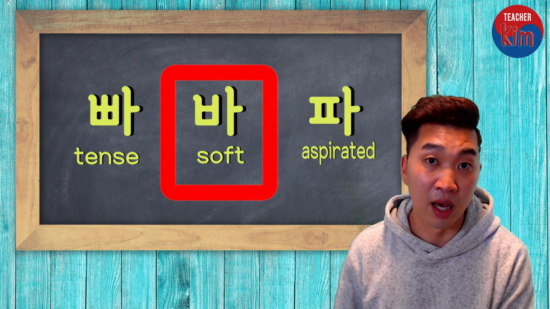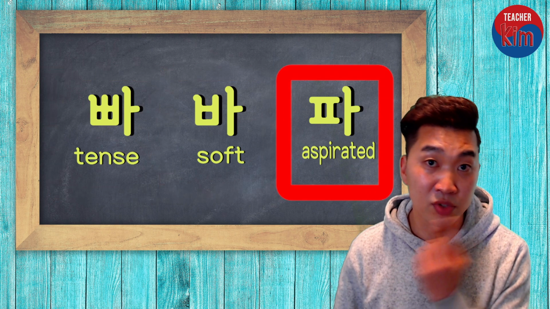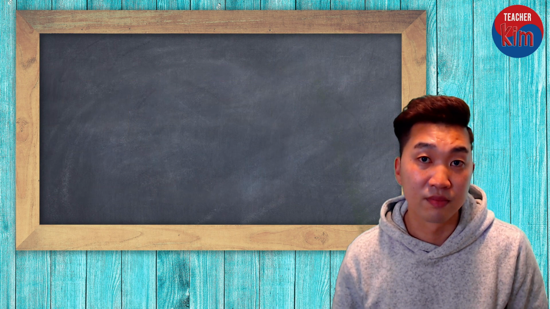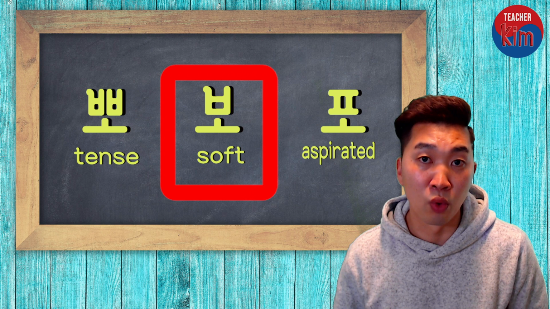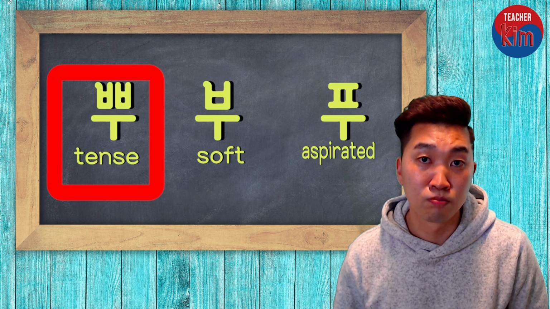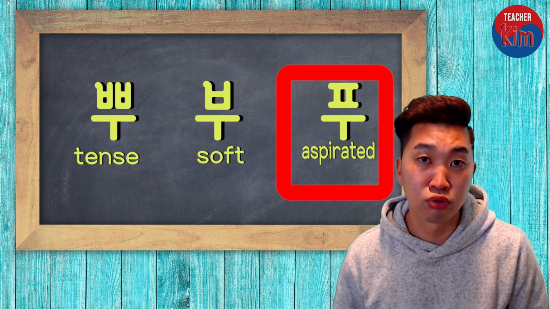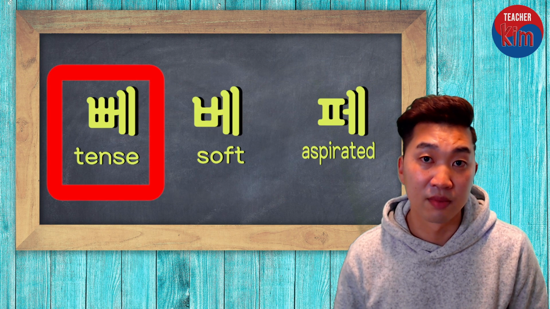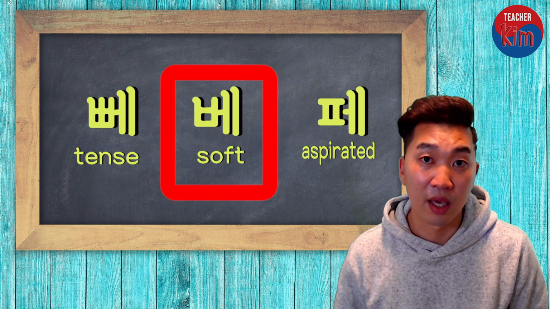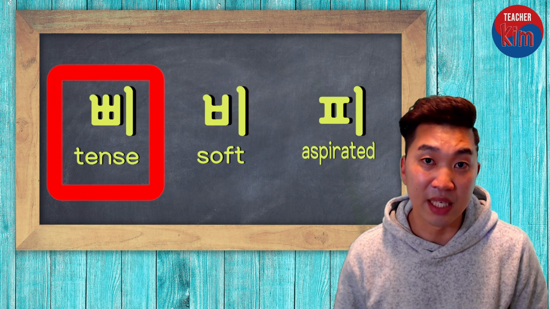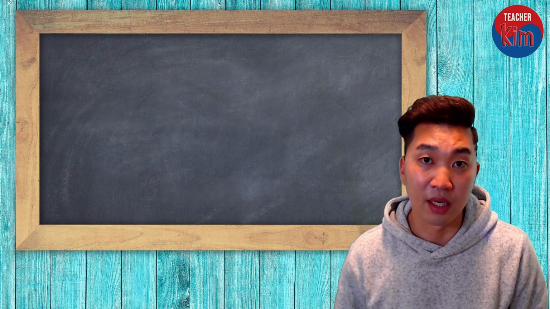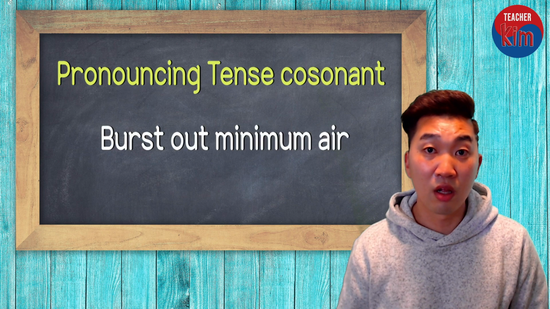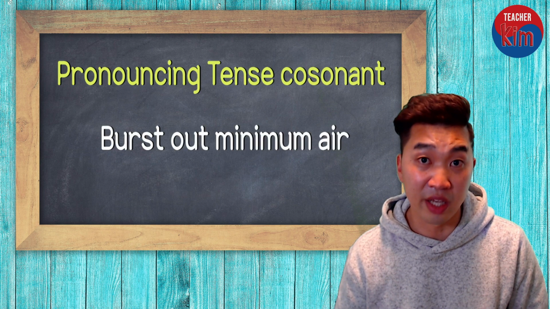Ba, pa, pa. Mouth shapes are the same. Bo, po, po. Bu, pu, pu. Be, pe, pe. Bi, pi, pi. All you have to do is control how much air bursts out.